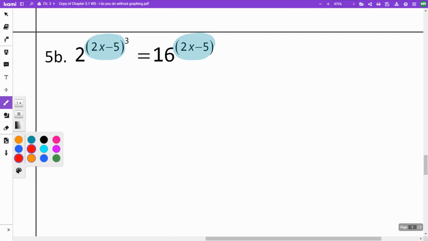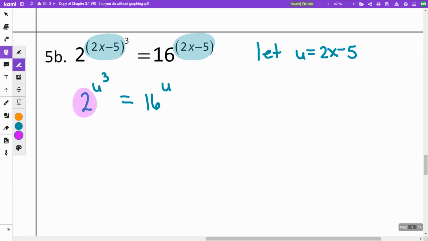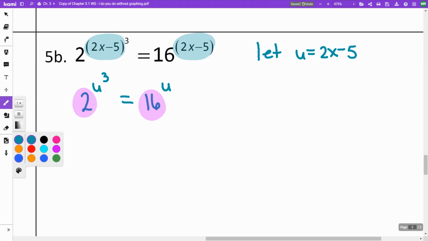So for this one, what I notice is that I'm going to let u equal 2x minus 5 because both of these have a 2x minus 5. So I'm going to rewrite this as 2u cubed is equal to 16u. And just like the last problem, my goal is to get this base and this base to be the same. I cannot make 2 bigger. I can make 16 smaller. 2 to the 4th is the same as 16.